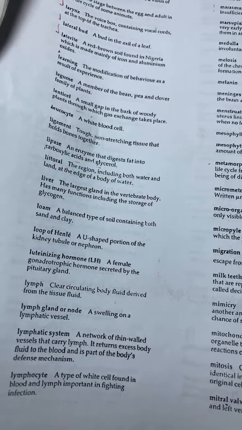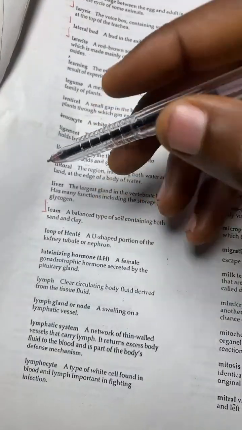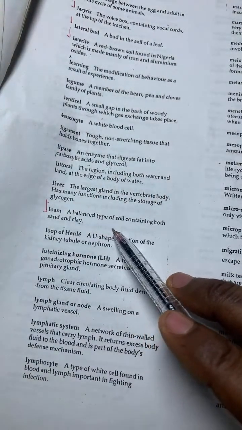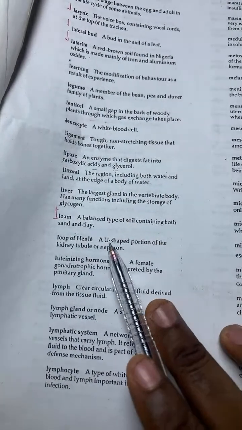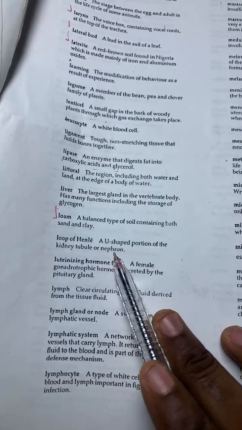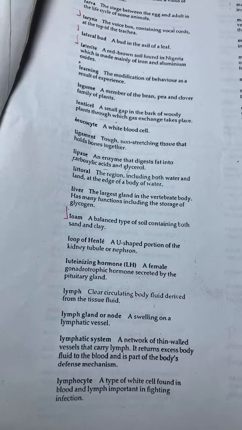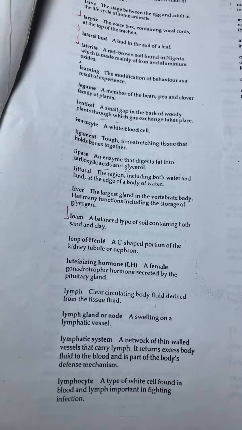Are we there now? Now, beyond that, we also look at what we call loam or loamy soil. Now, it's a balanced type of soil containing both sand and clay. That is loam. And then we'll move on to loop of Henle, a U-shaped portion of the kidney tubule or nephron. Luteinizing hormone, a female gonadotropin.